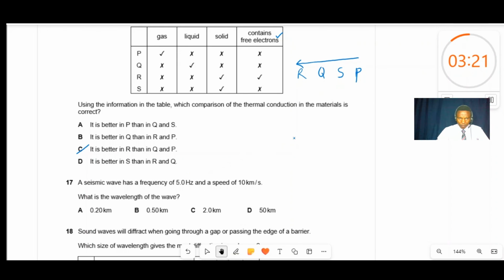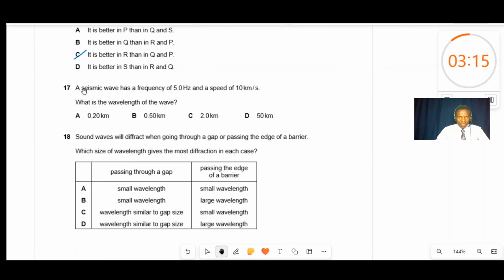Question 17. A seismic wave has a frequency of this and a speed of this. What is the wavelength of the wave? When we talk about wavelength, wavelength is equal to speed divided by frequency. So that will give us 10 kilometers per second divided by 5, which is equal to 2 kilometers. C.